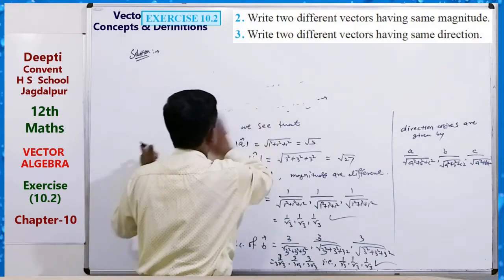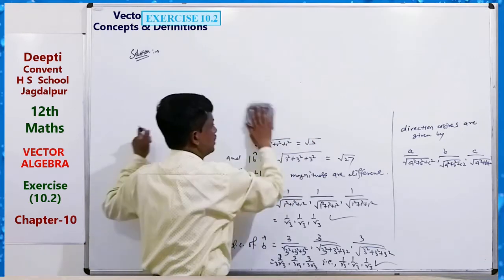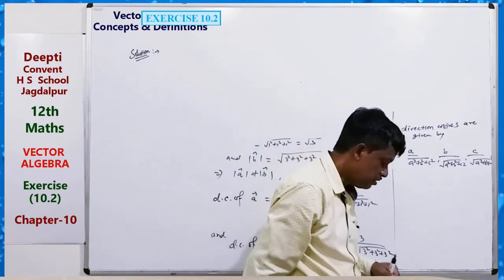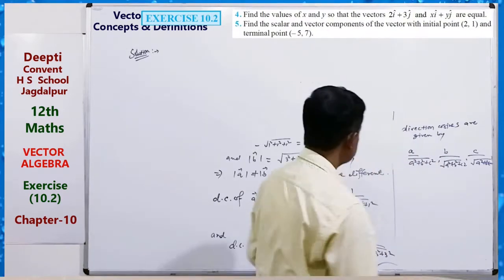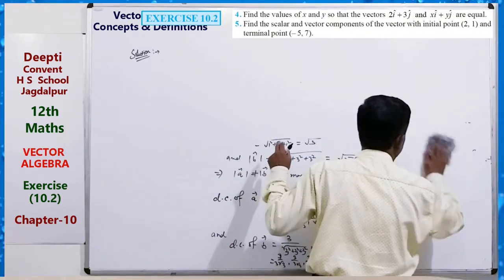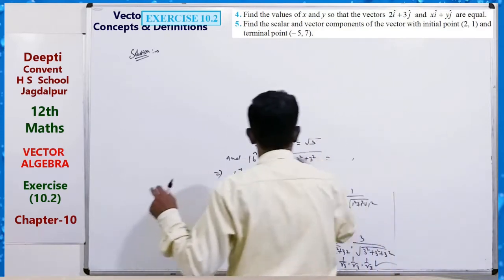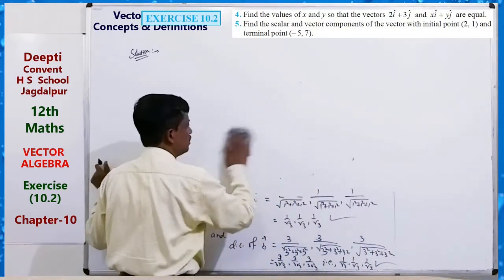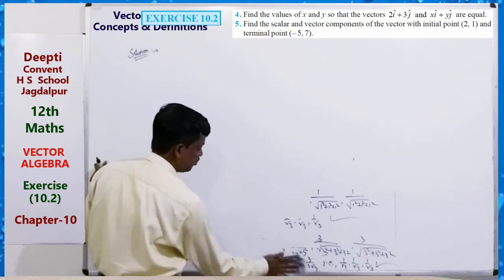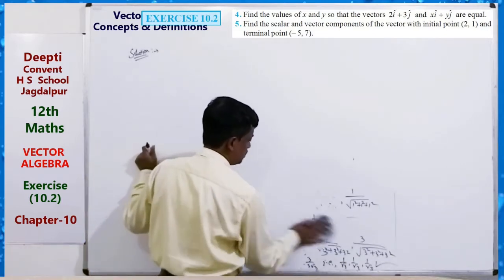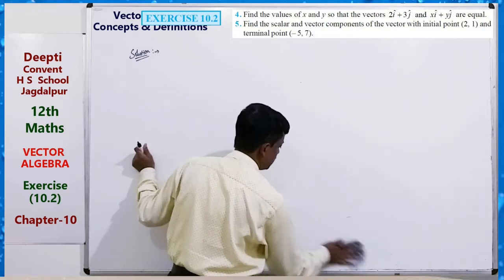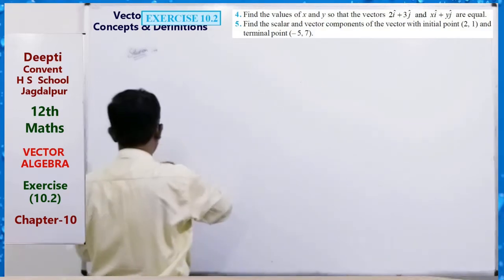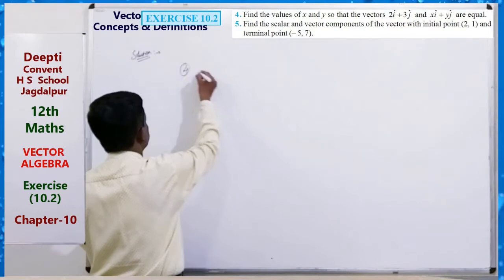Now question 4. Question 4 is: find the values of x, y so that the two vectors are equal. We know that if two vectors are equal in component form, then their components must be equal. So these are very simple questions, you can do it.